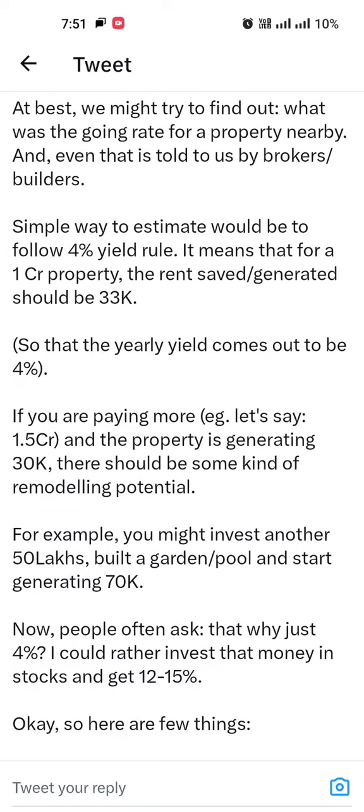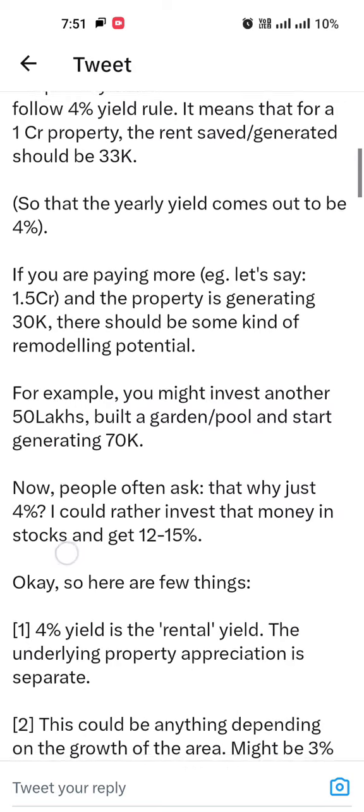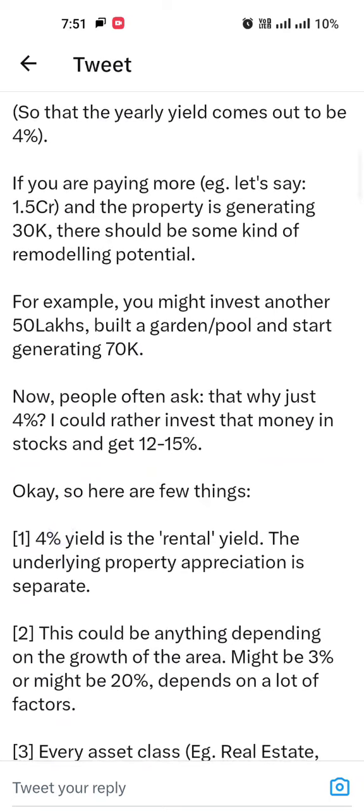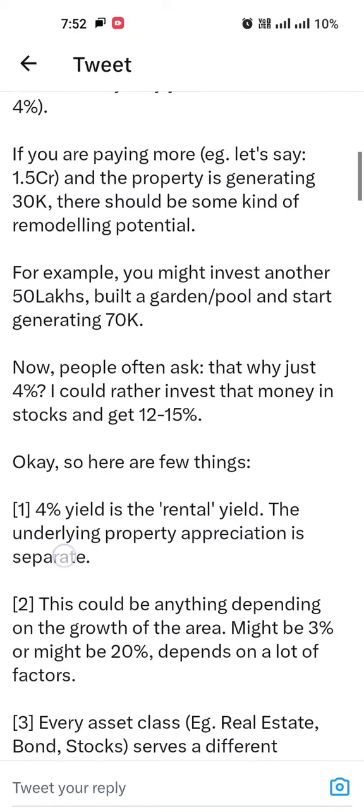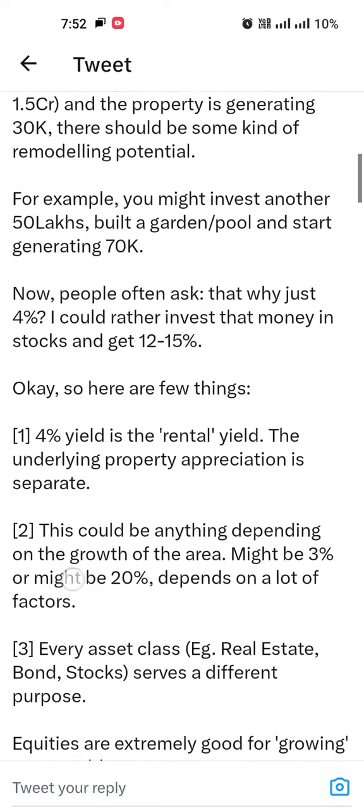Okay, so here are a few things. Here I'm going to give you the difference between a stock market and an immovable property. 4% yield is the rental yield. The underlying property appreciation is separate. First thing. Second, this could be anything depending on the growth of the area, might be 3% or might be 20%, depending on a lot of factors. Every asset class like real estate, bond, stock serves a different purpose.